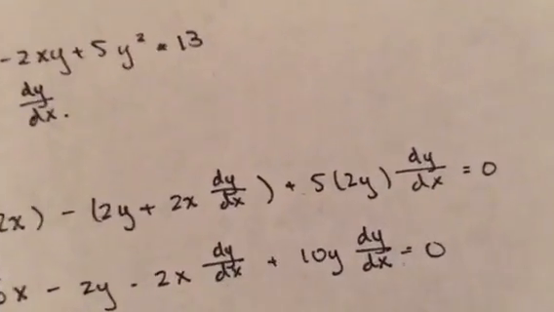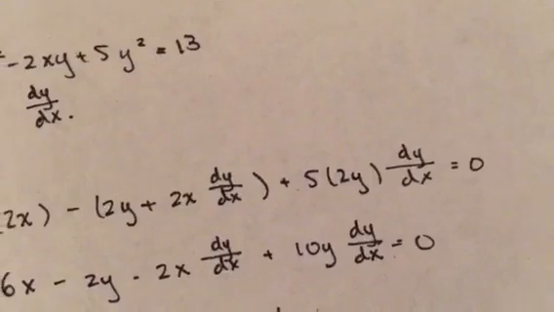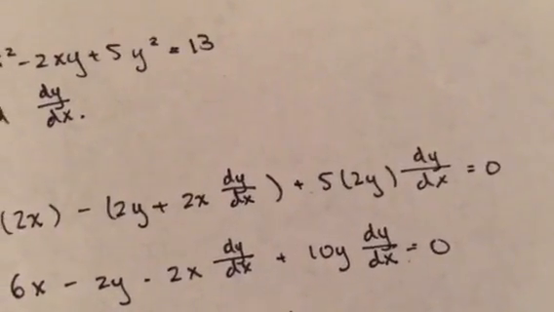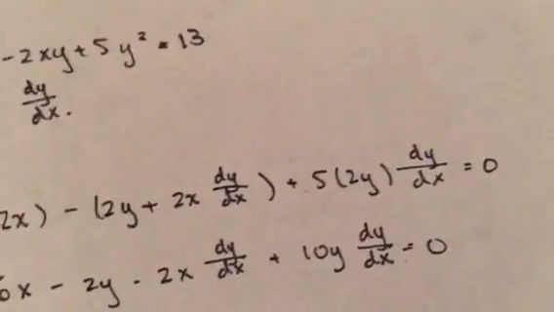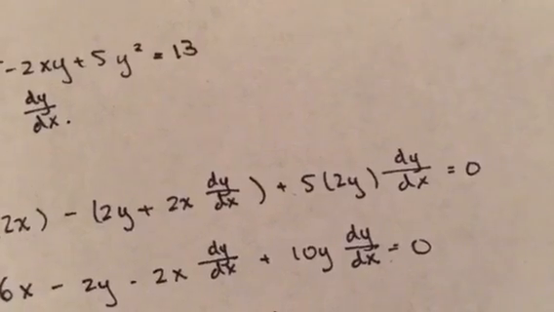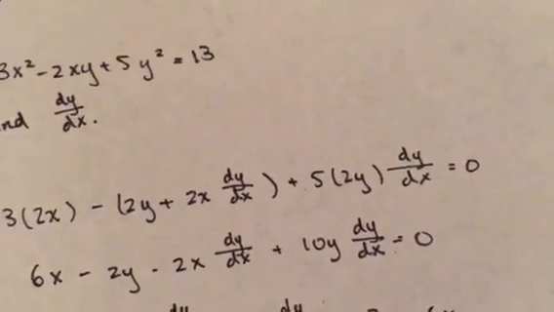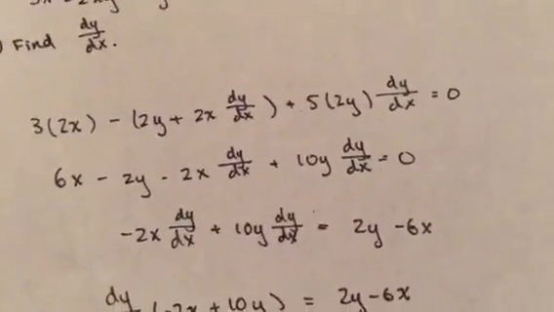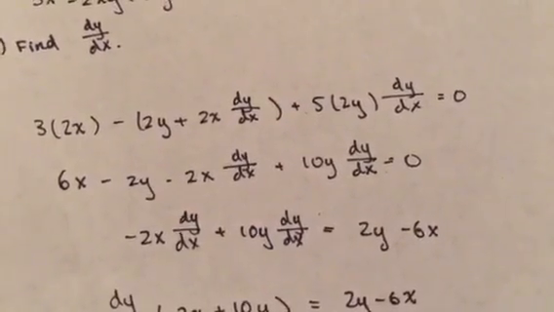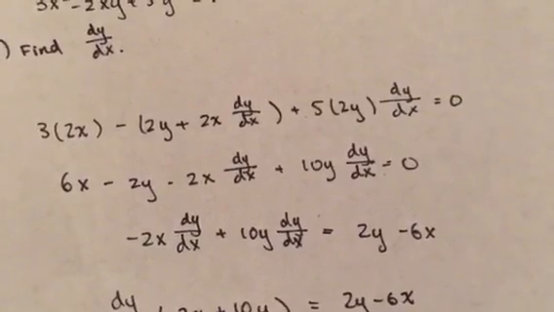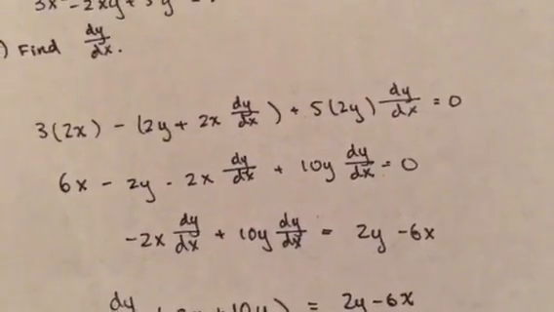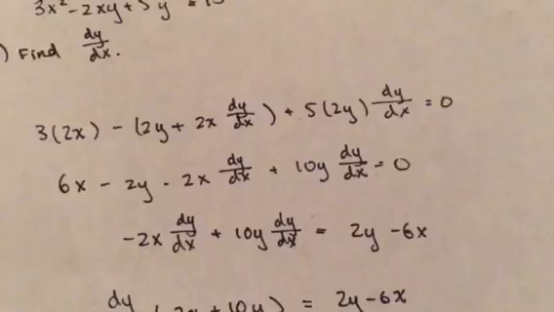And then 5y squared becomes 5 times 2y, which is power rule. And then we have to multiply it by dy over dx because it's a function, and the derivative of 13 is 0. The next step is simplifying. So you get 6x minus 2y minus 2x dy over dx plus 10y dy over dx equals 0.